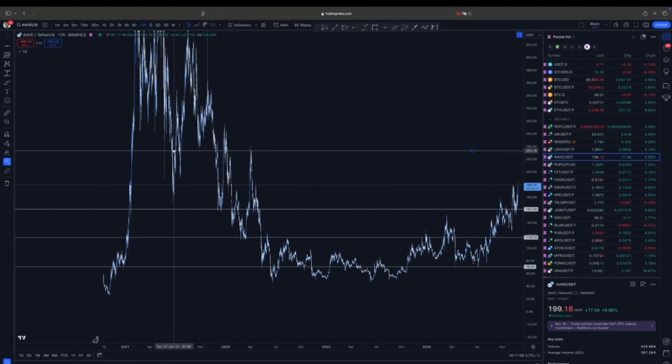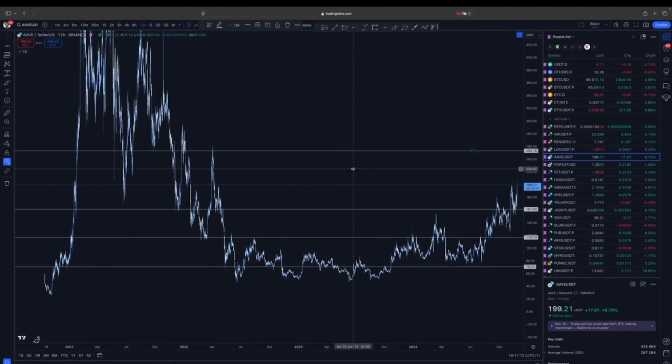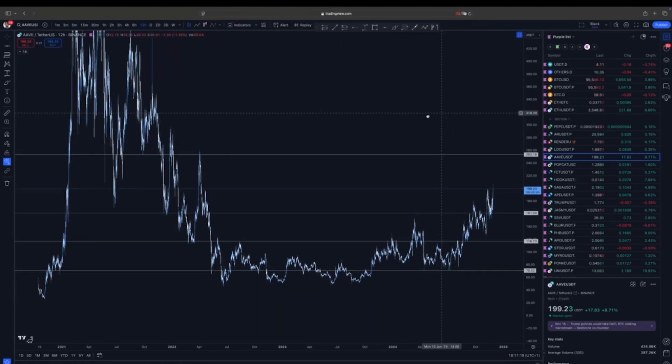So we have this line touch, this line touch, this line touch, and this line touch. So I'm done as far as my support and resistance. That's it. Now, how do I look for entries?